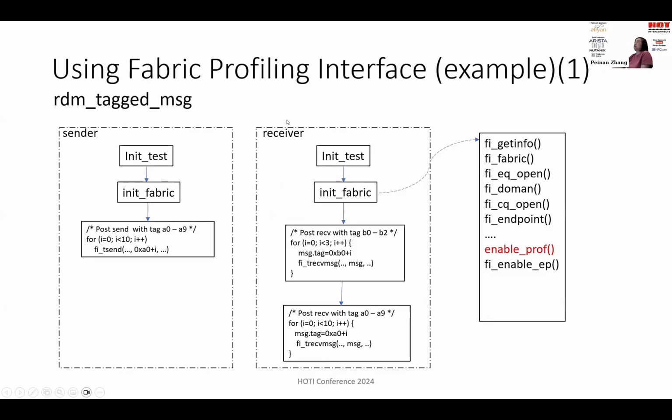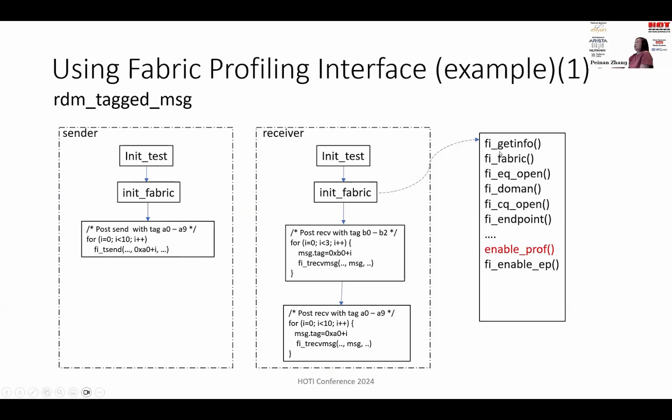Here is a simple example to show how to use the profiling API. This example is an RDM tagged message. The sender sends tagged messages, and the receiving side just posts receives for the messages. Both send and receive will run the init fabric sequence, similar to what is shown in the box on the right-hand side. Let's forget about this enable profile for now.